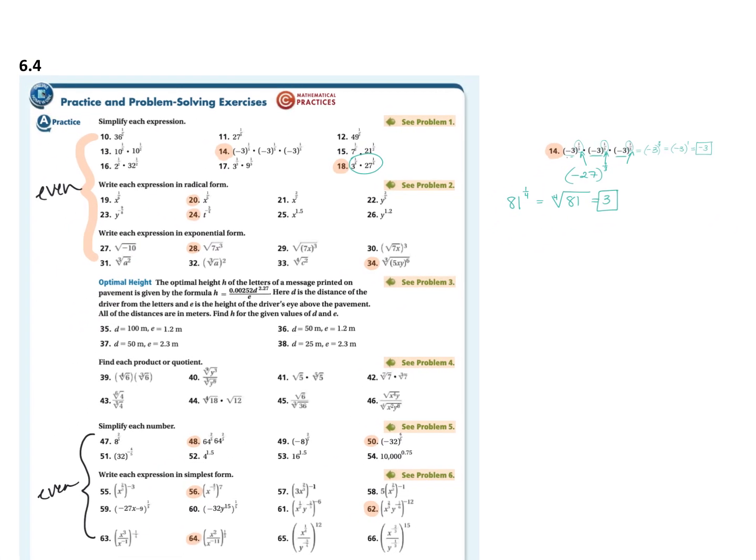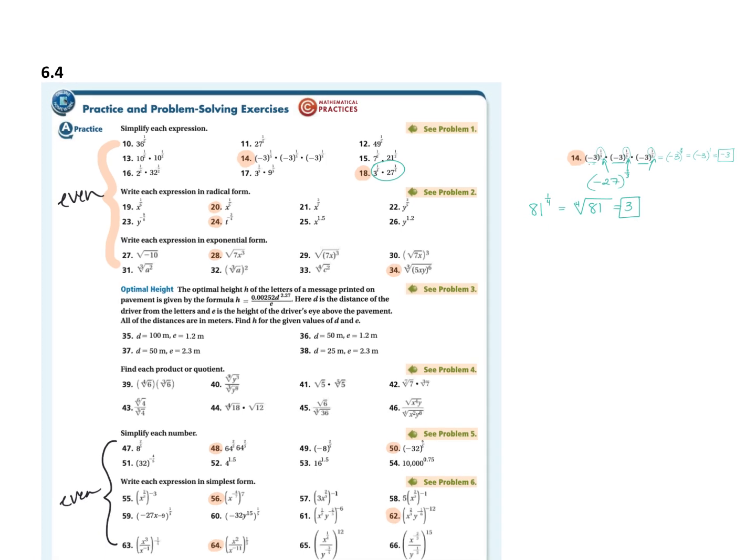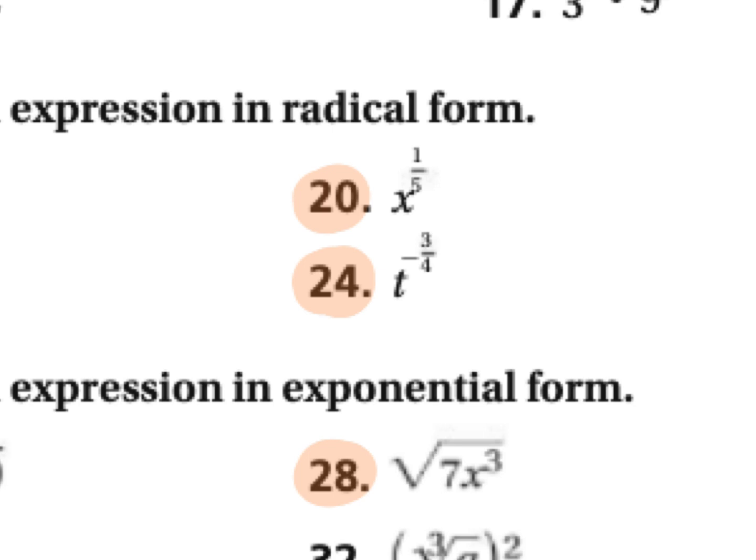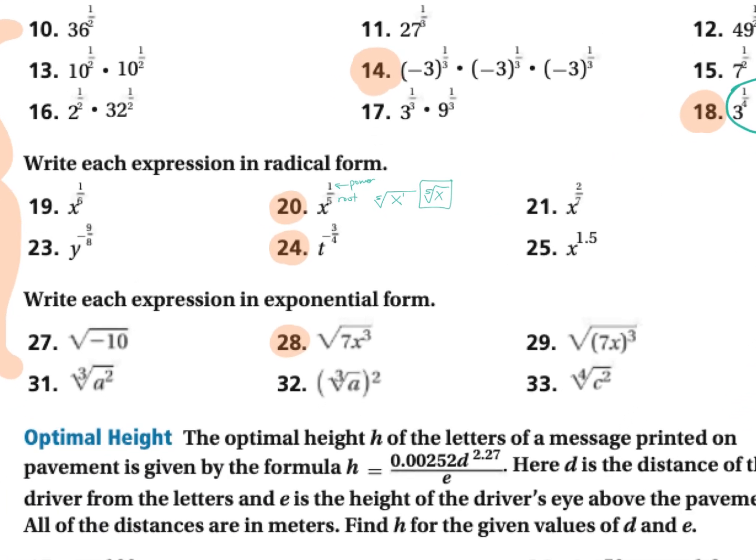Number 20 is x to the 1/5 power. I'm just going to do it right here because this doesn't take up a lot of space. x to the 1/5 power. Remember, the power is on top. The root is on bottom. So this is a 5th root of x to the 1st power. You don't need that 1, so we would just call it the 5th root of x. Okay, that would be number 20.